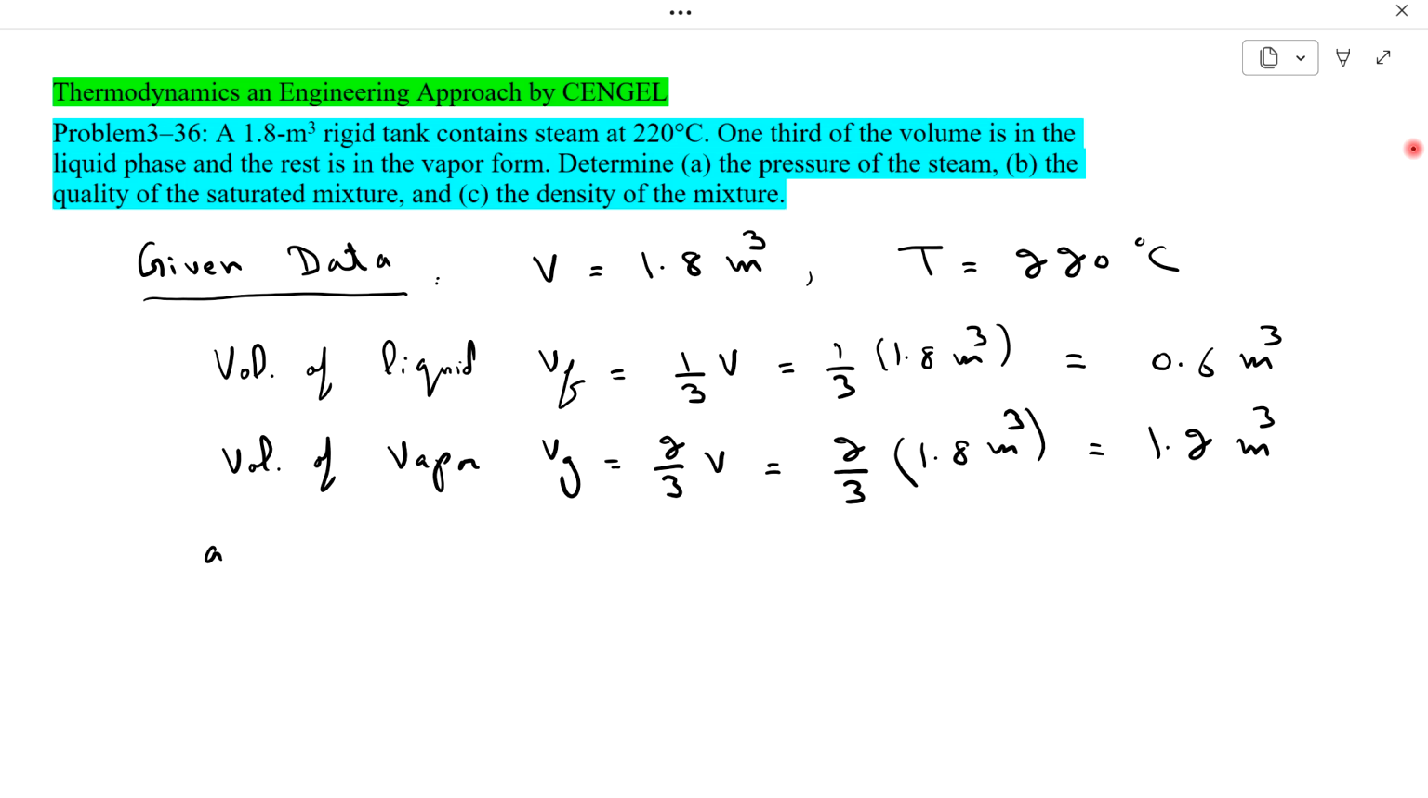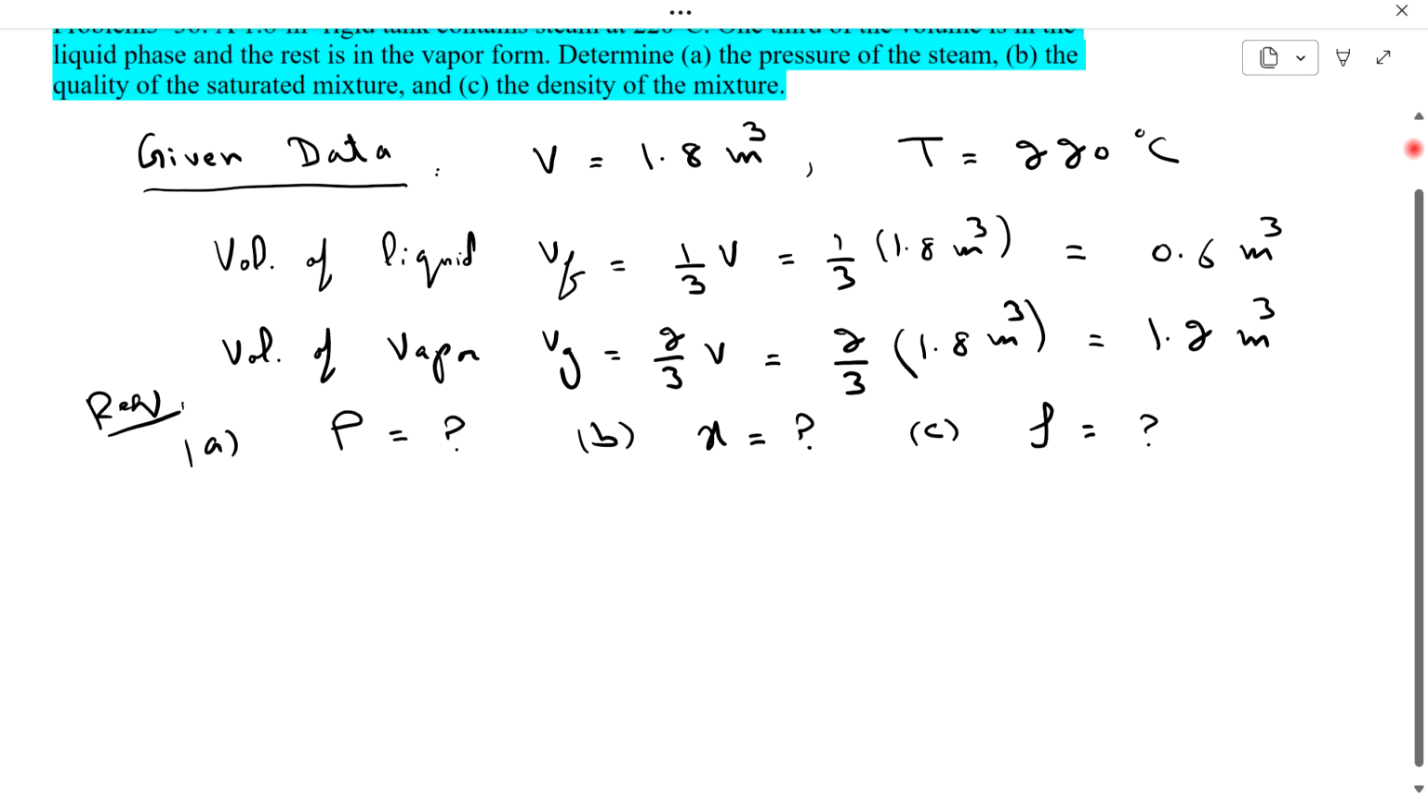Determine A, pressure of the steam. B, the quality of the saturated mixture. Quality is represented by X. Quality means mass of the water vapor over total mass. Total mass is mass of liquid plus vapor. So mass of vapor divided by mass of liquid plus vapor is quality X, and C, the density of the mixture. This is the required. Now we start the solution.